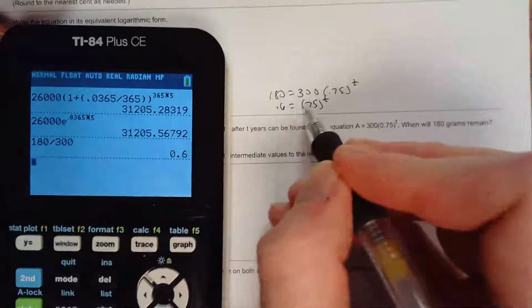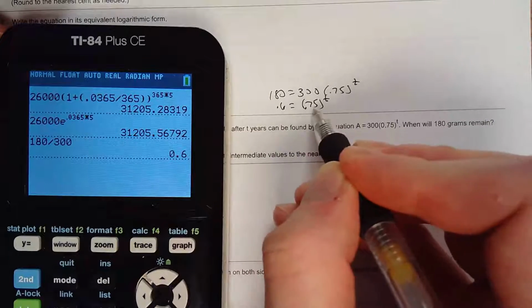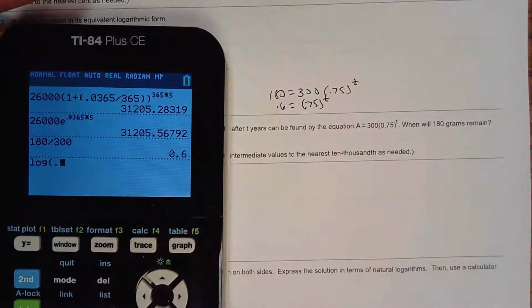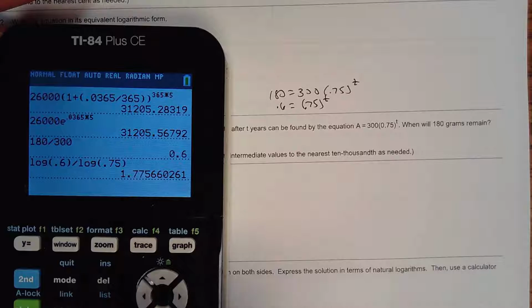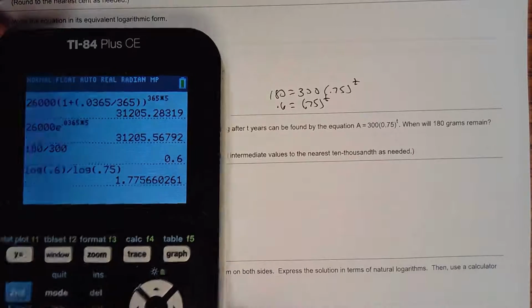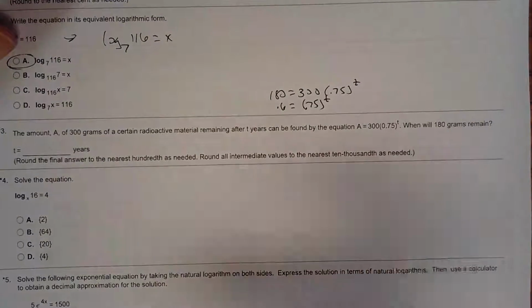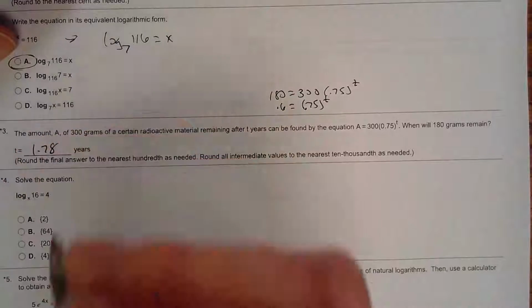I'm going to log both sides and eventually divide by log 0.75. So I'm going to do log 0.6, close parenthesis, divided by log 0.75. And that gives me 1.78. It rounds to the nearest hundredth, so 1.78.